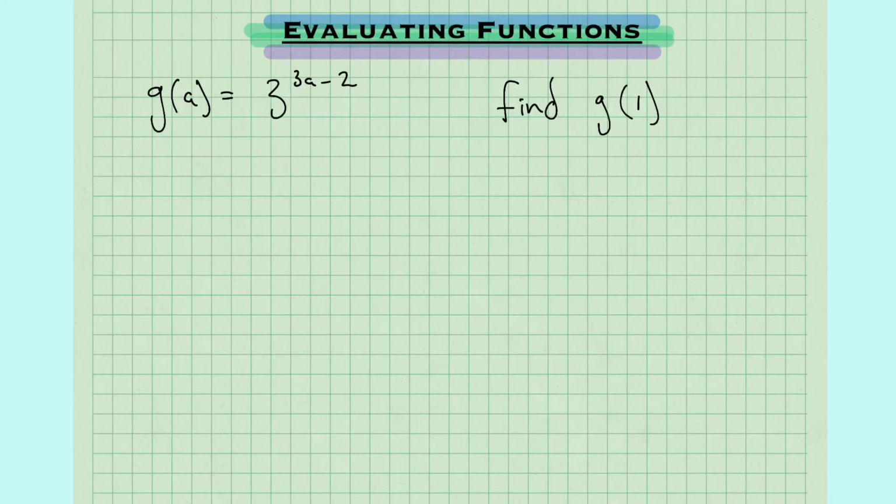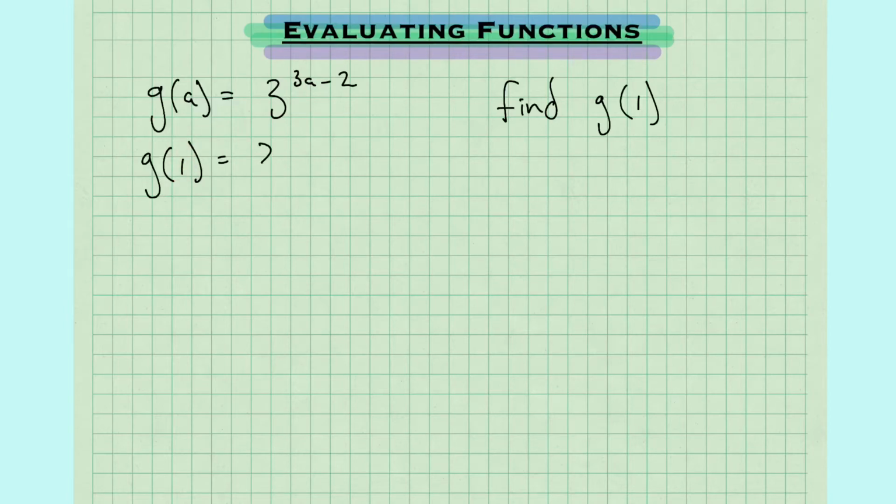All right, next problem. g of a equals 3 raised to the 3a minus 2. So once again, what we want to do is find g of 1. Basically we're going to plug it in. It's going to look like this. g of 1 equals. Now wherever we find this variable a, we're going to replace it with the number 1. That's how these functions work.